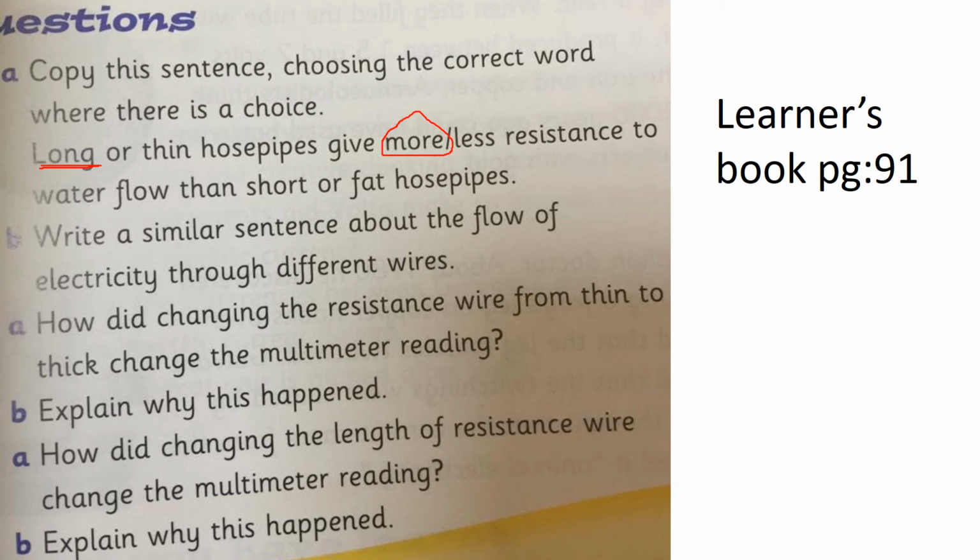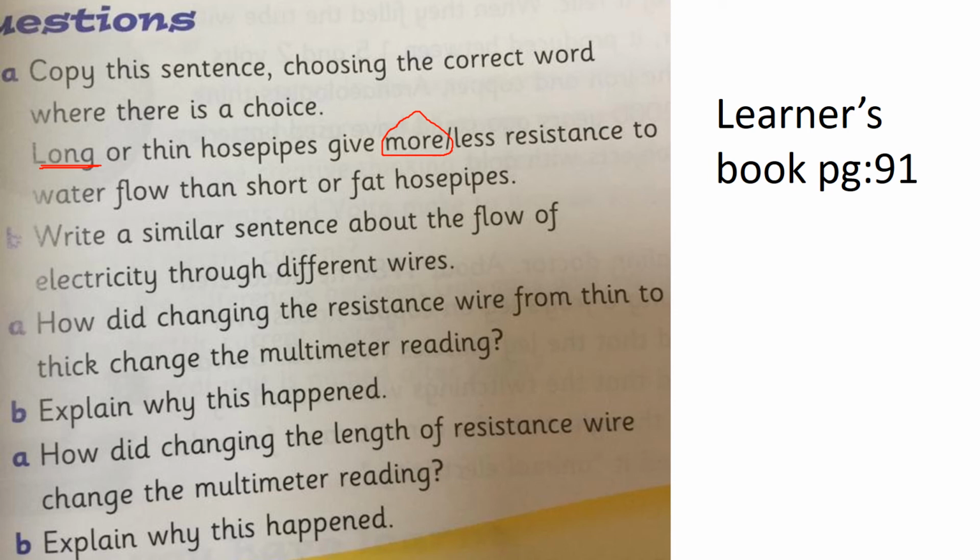Because the reading of the multimeter changes, sometimes it decreases and sometimes it increases. If it increases, it means it's a shorter wire or a thicker wire. If it decreases, it means it's a thin wire or a longer wire. How did changing the length of the resistance wire change the multimeter reading? If we change the length, the short length increases the multimeter reading. If it is a longer wire, it decreases the reading. And why did it happen? Because a longer wire shows more resistance and a shorter wire shows less resistance, right?